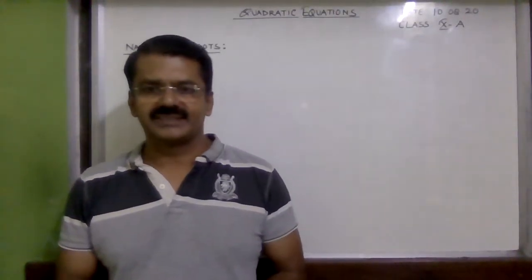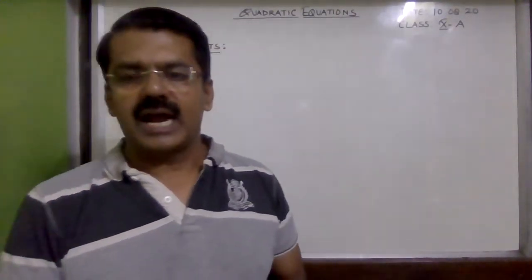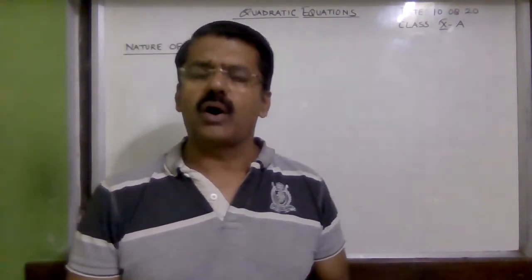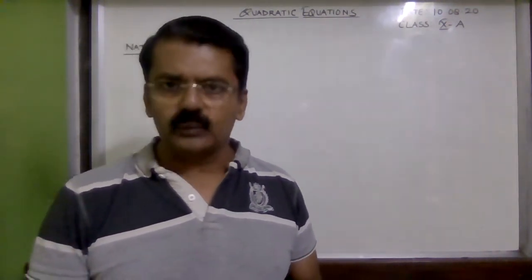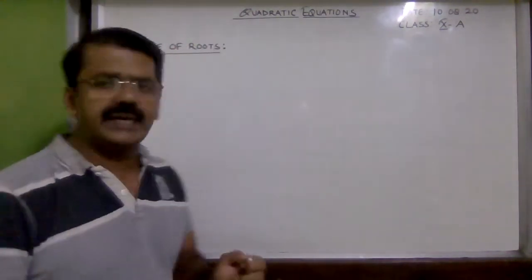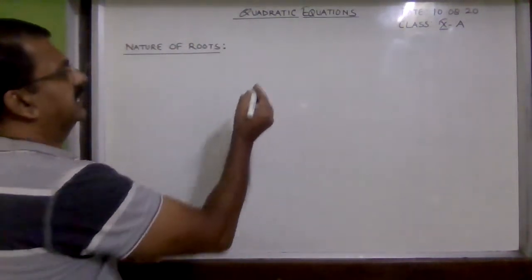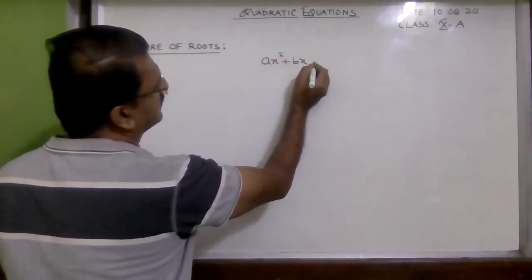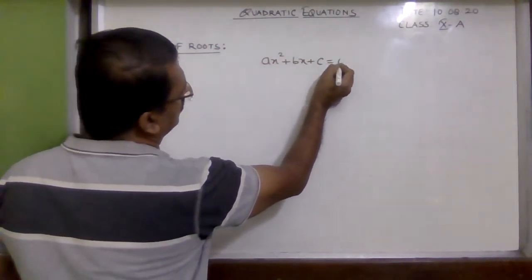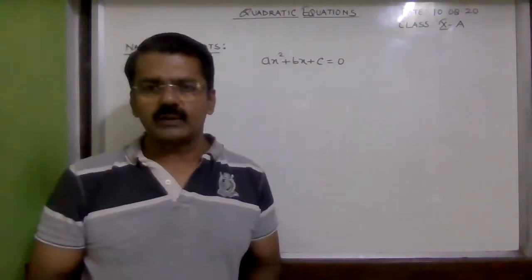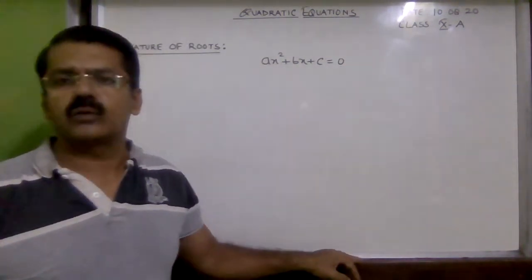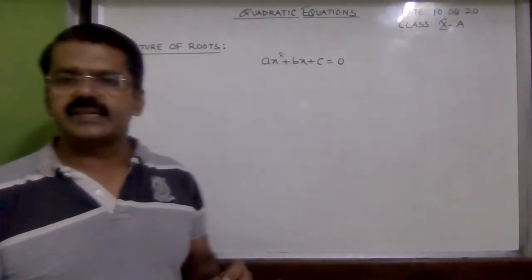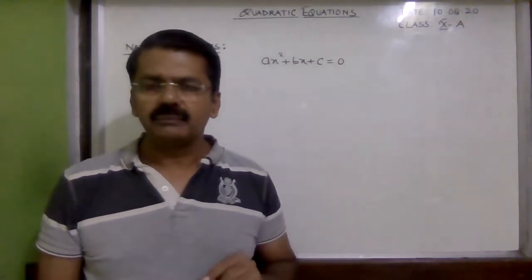Welcome back, students. Today I'll tell you about the nature of the roots of a quadratic equation. Now I have already told you that ax square plus bx plus c is equal to 0 is a quadratic equation, where a is the coefficient of x square, b is the coefficient of x and c is the constant term.